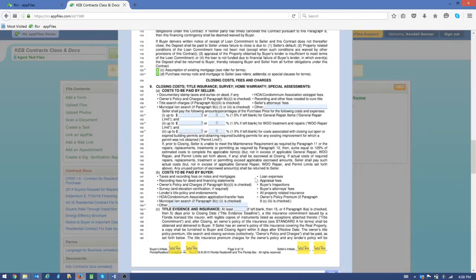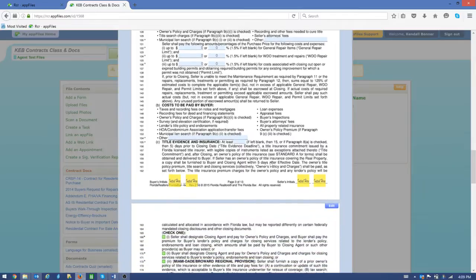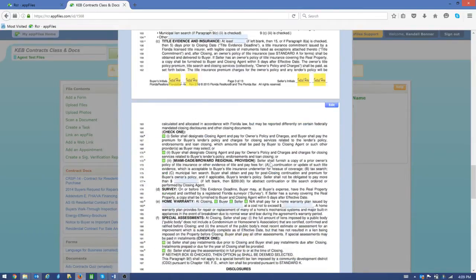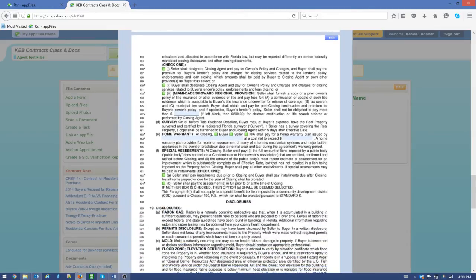So that's a little scary and a little dangerous. Like I said, it's a flaw in the contract, but I just want to make you aware of it. So in that case, it might be better for you, if you're a buyer's agent, to just put $25 or $100 in each limit. Okay. So that's the main difference in paragraph 9 for you compared to the as-is contract.